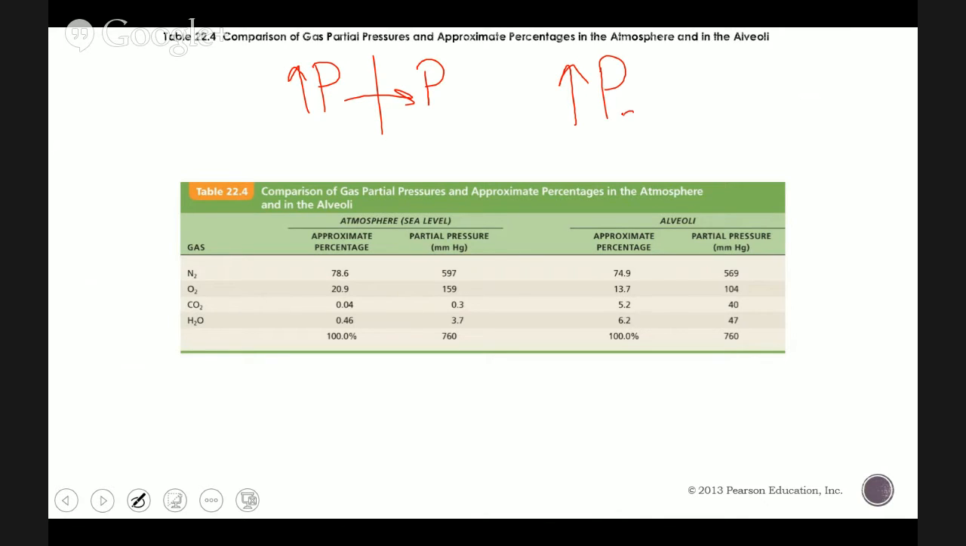So let's say we have a higher partial pressure of oxygen. This is how you write partial pressure, by the way. You put P and then you have the gas here as a subscript. So a higher partial pressure of oxygen on one side than the other. Which way is the gas going to move? High to low. Really tough, right?